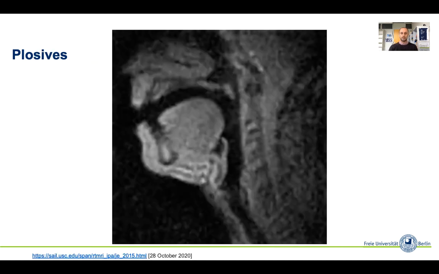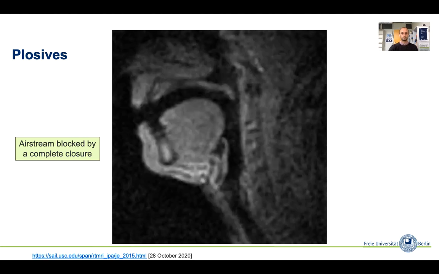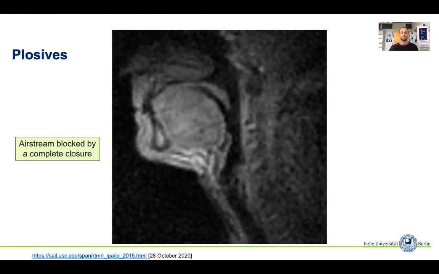Now we'll do the same thing as you've already seen. Let's have a look at how plosives look like if we use this video, and look at how the airflow is obstructed and where. IPA. The sound p.